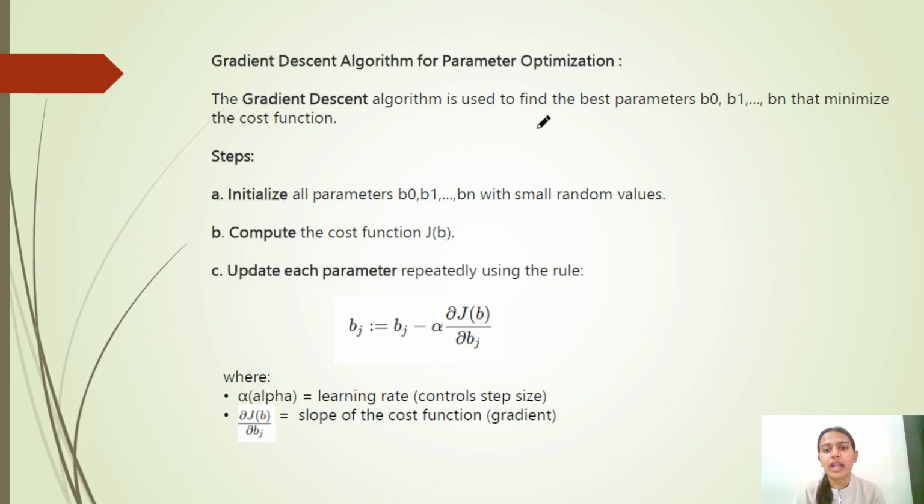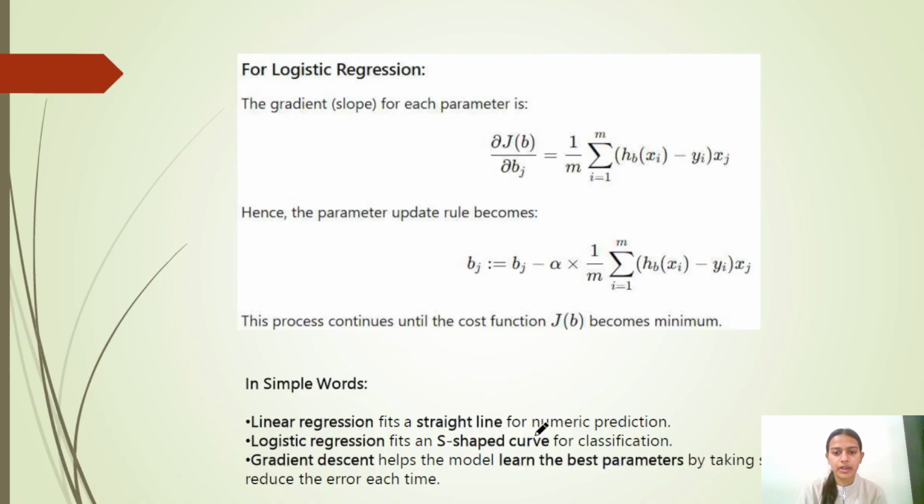The gradient descent algorithm is used to find the best parameters b0, b1, bn that minimize the cost function. The steps are: initialize all parameters with small random values, compute the cost function, and update each parameter repeatedly using this rule. Here alpha is the learning rate, which controls step size, and this is the slope of the cost function gradient. For logistic regression, the gradient or slope for each parameter we will find by using this formula. Hence, the parameter update rule becomes.